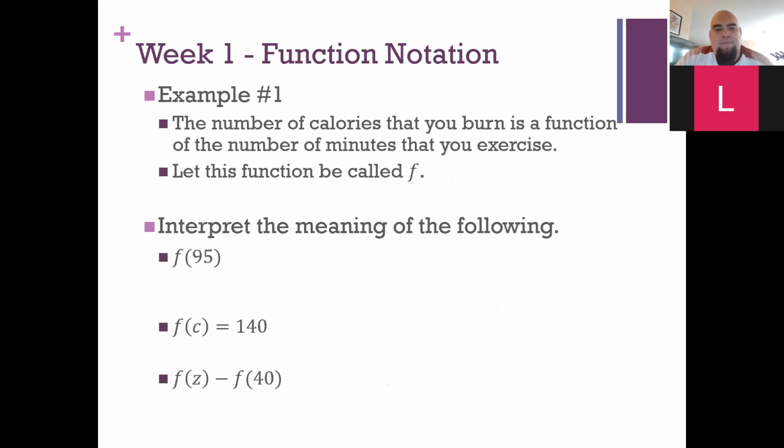So let's look at this example. The number of calories that you burn is a function of the number of minutes that you exercise. We'll call that function f. Knowing that that is the situation, we want to interpret the meaning of the following: f of 95, f of c equals 140, and f of z minus f of 40. I'm going to pause for a couple of minutes, and when I come back, I want some answers for possible interpretations of these things. Right now I have 9:11. I'm going to come back at 9:13.